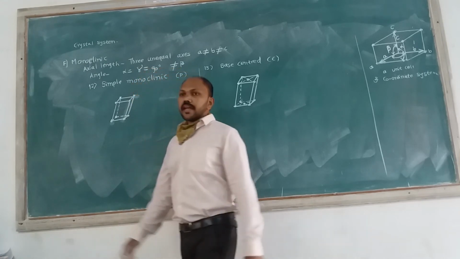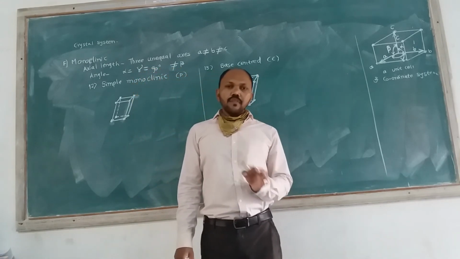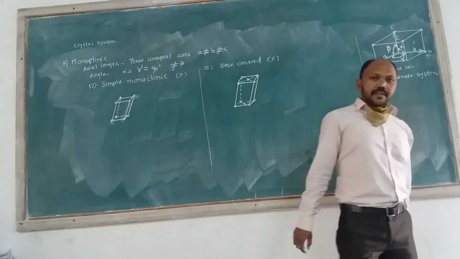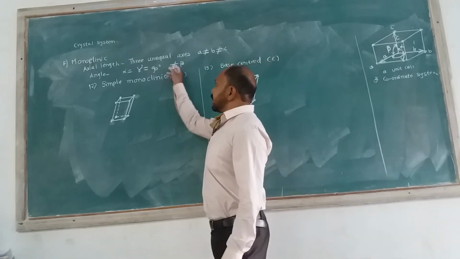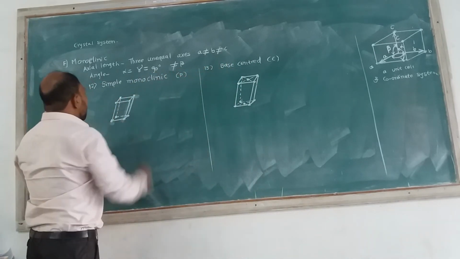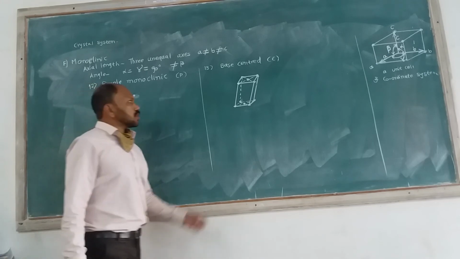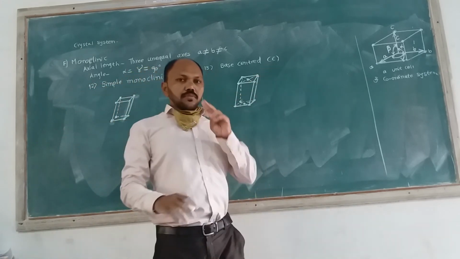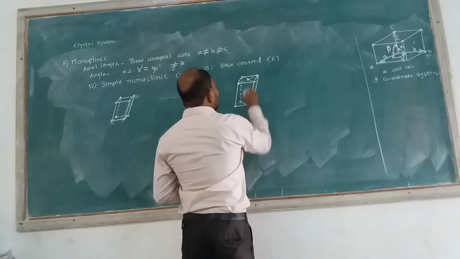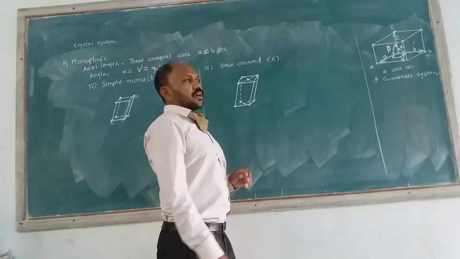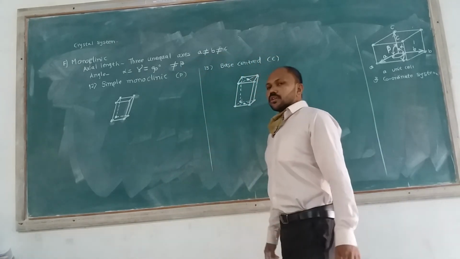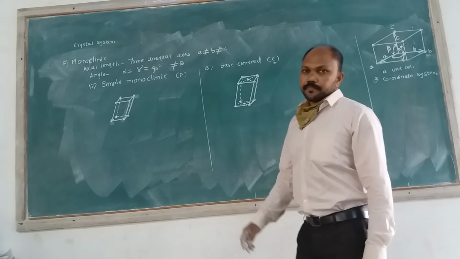And if we consider the angles, two angles are 90 degrees, that is, alpha and gamma are 90 degrees, but the beta angle is not equal to 90 degrees. So the shape is like this. If atoms are present at the corners, this is called a simple monoclinic structure. And if we consider the top and bottom as the two different bases, and atoms are present at the base centers, it is called a base centered monoclinic structure, and the symbol is C.